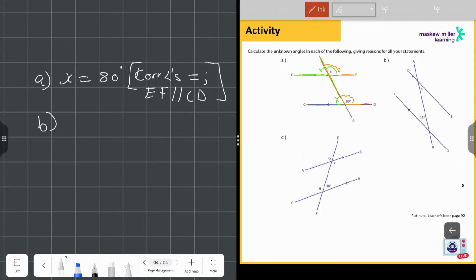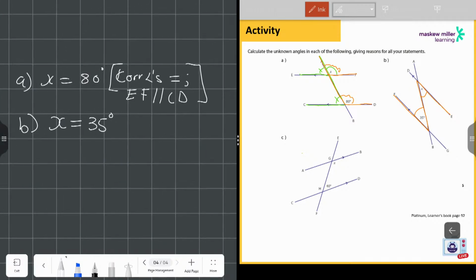If I trace from there, I go to my transversal, go down to my parallel and back to the parallel. Can you see the Z there? I can see the Z. So that means that our x for that one is going to be equal to 35 degrees. And then you always write your reason. Why are we saying that? Because we have alternating angles that are equal. And that is because we have parallel lines DE, which is parallel to what? FG, right? So that is how you respond to that one.